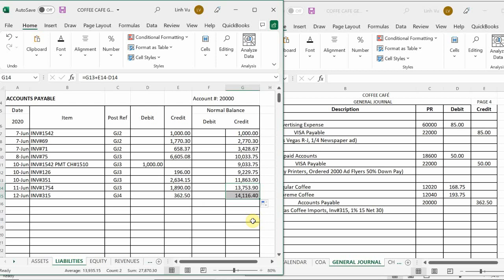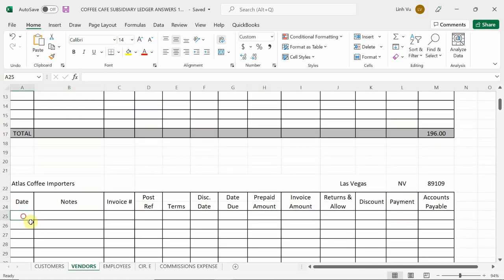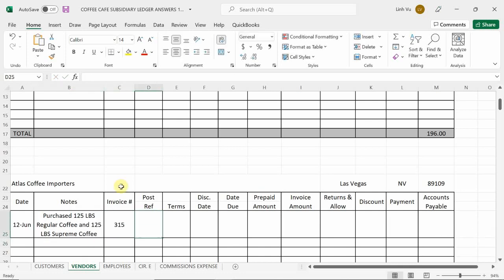All right. So now that we updated our journal and our ledger, we also need to update our subsidiary ledger, because now we owe Atlas Coffee some money. So you could say right here, purchased 125 pounds of regular coffee and 125 pounds of Supreme Coffee. Invoice number 315, post reference General Journal 4, terms 1%, 15 net 30.